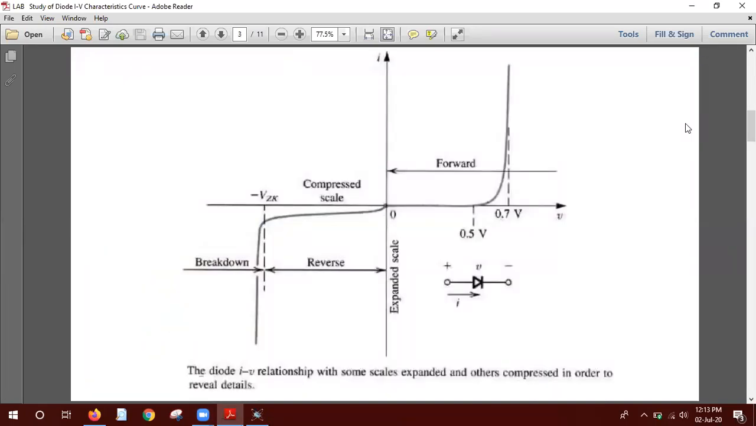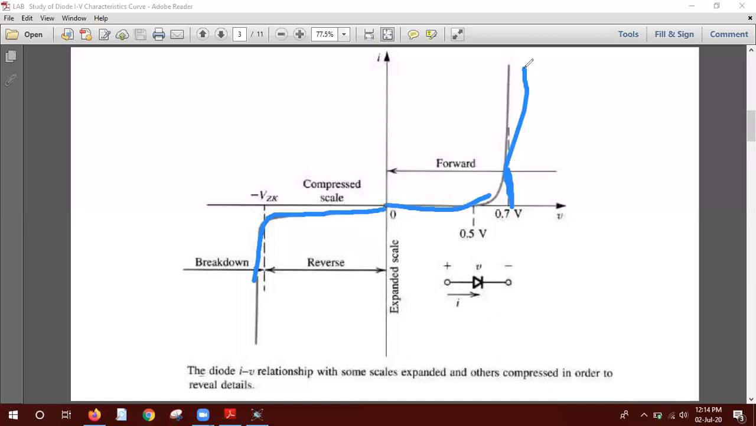So you see that it gives a much clearer graph, that a small amount of current tends to increase. When it reaches the Zener voltage, then it goes into breakdown. And in the forward bias condition, when it reaches 0.7 volts, basically it starts conducting.